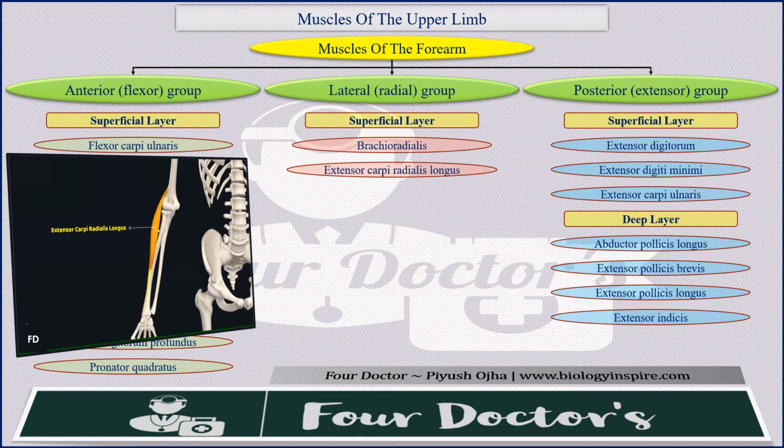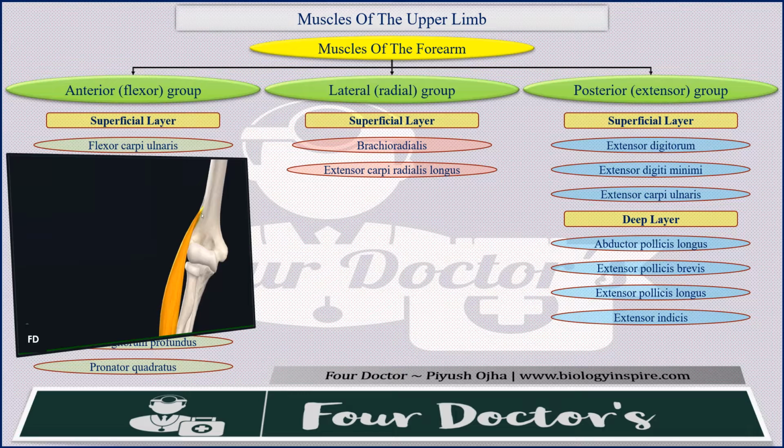So the extensor carpi radialis longus is this long fusiform muscle, and this muscle can be found in the lateral compartment of the forearm. It is partly overlapped by its fellow muscle in this compartment, the brachioradialis muscle.